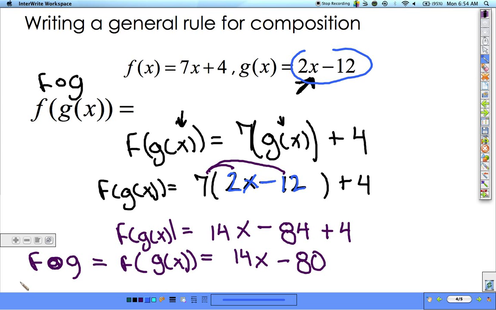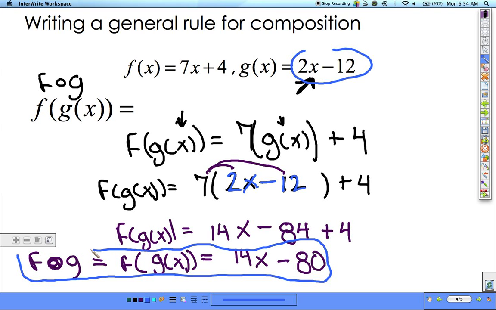I'm going to put a little box around my answer, and when you complete your 4 problems, I want the answer to look like this. I want you to write f composed with g equals f of g of x equals, and then the value of the composite function. All right, so try those next 4 problems, and again, you should be able to find the solutions on Blackboard.